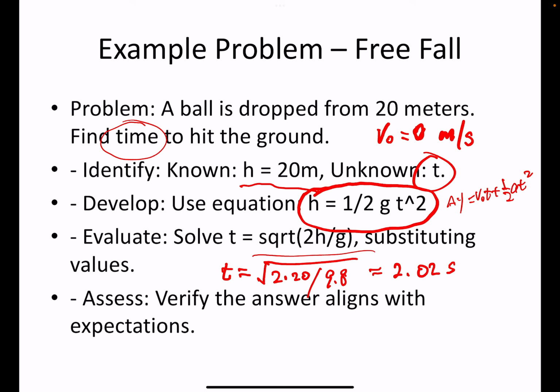That gives us 2.02 seconds. Does 2 seconds seem reasonable for an object falling 20 meters, about 6 stories? Yeah, that sounds like it's in the right ballpark. So the solution looks solid to me.